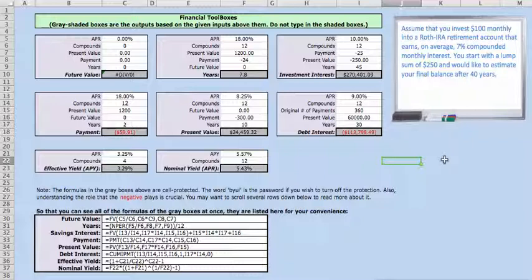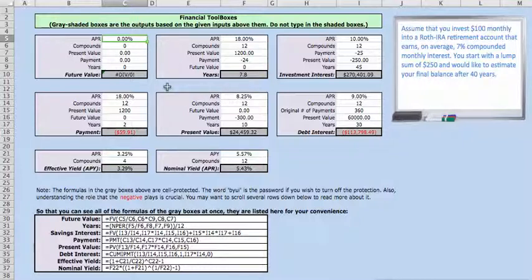Assume that you invest $100 monthly into a Roth IRA retirement account that earns on average 7% compounded monthly interest. You start with a lump sum of $250 and would like to estimate your final balance after 40 years. Well, as you look at the different calculators, we have 8 total different ones we've set up for you. The one that would come to mind, I would hope, would be the future value, we call it. And that's because we're trying to estimate a final balance.